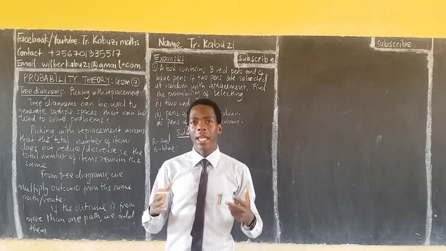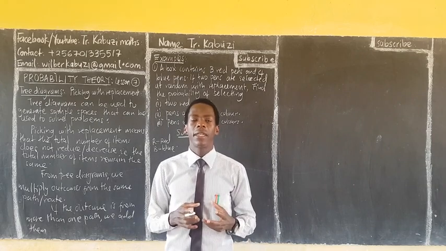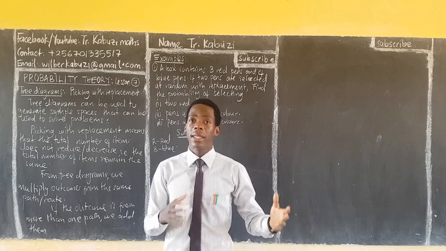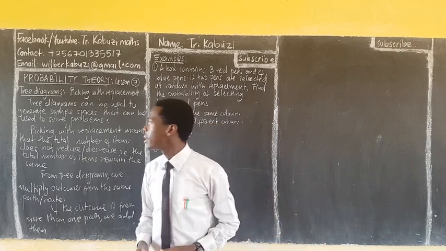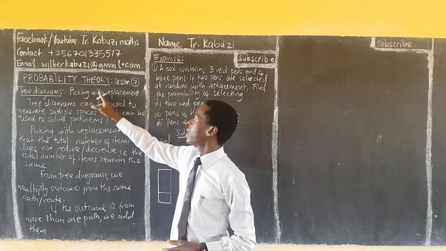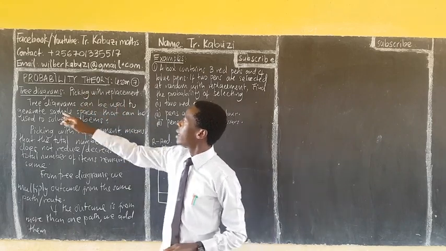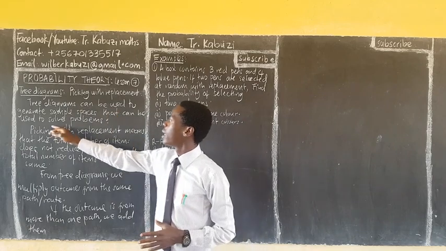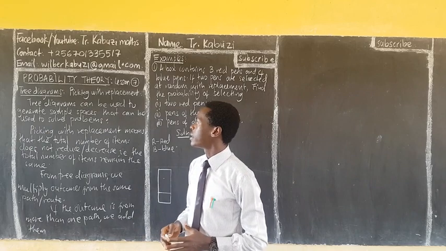We are going to see cases when we are picking out something from a box or a bag, but with replacement. So for tree diagrams, we are going to have specifically picking with replacement. A tree diagram can be used to generate sample spaces, which can also be used to solve problems.